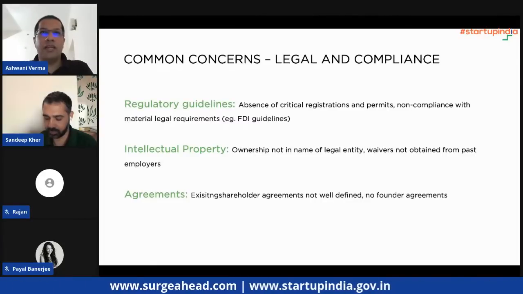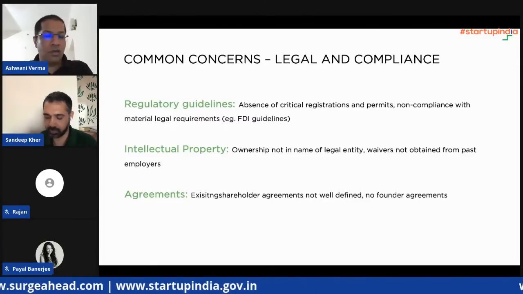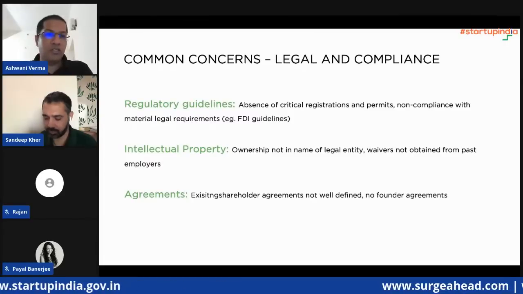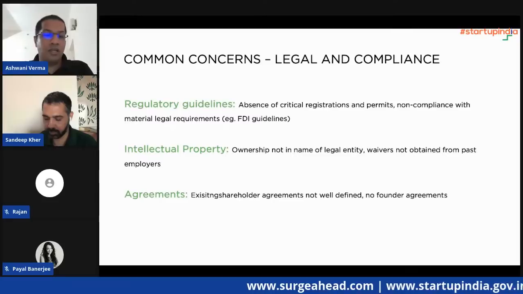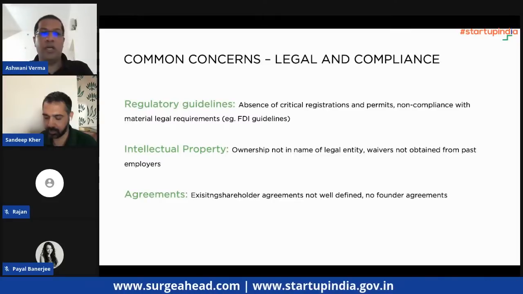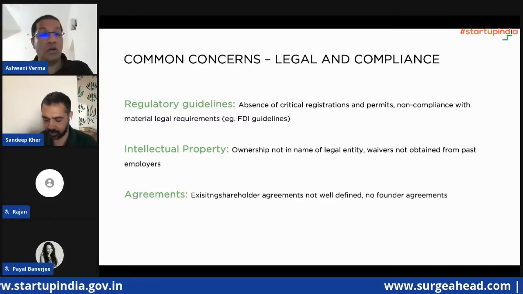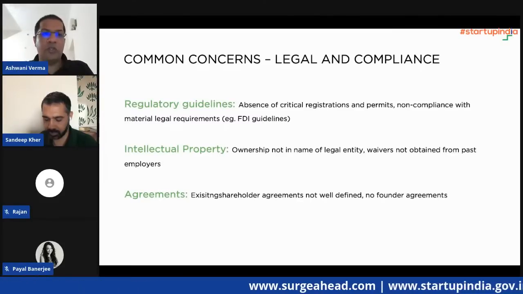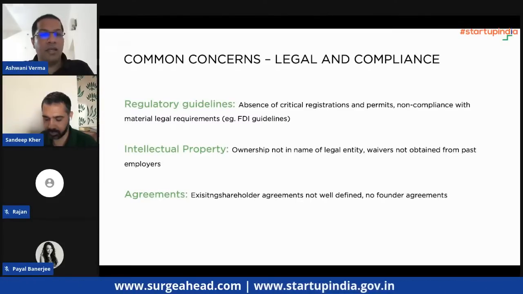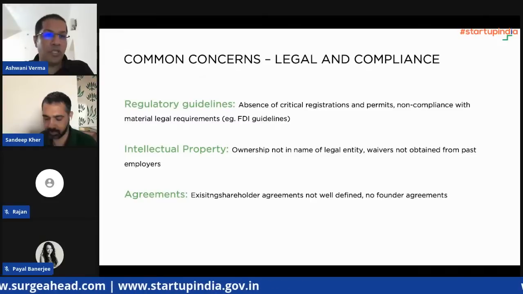Then similarly, something as simple as maintenance of corporate accounts, or corporate filings which are required to be done with ROC, or for that matter RBI. If those are not done prior to the investment, then obviously that makes the process much longer.